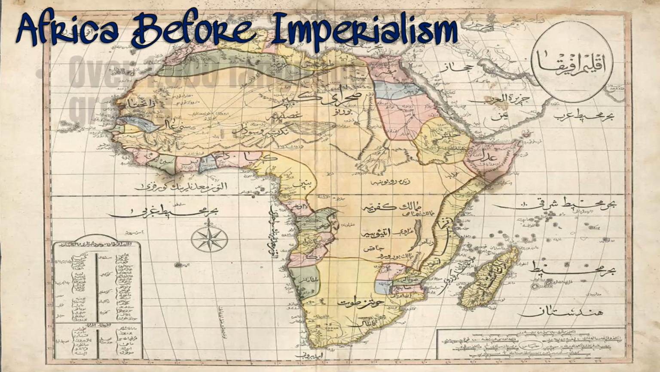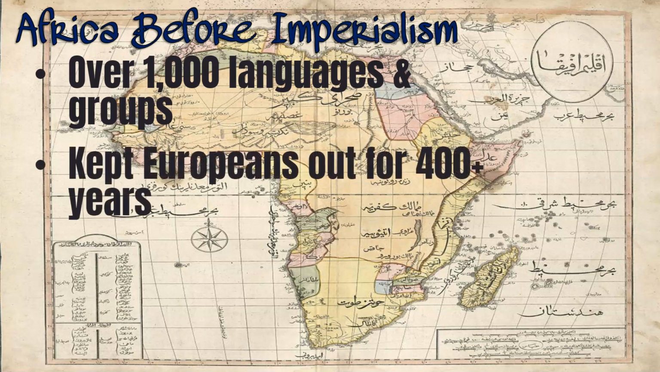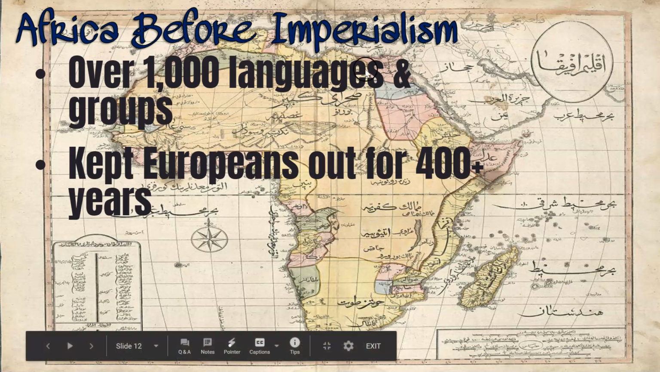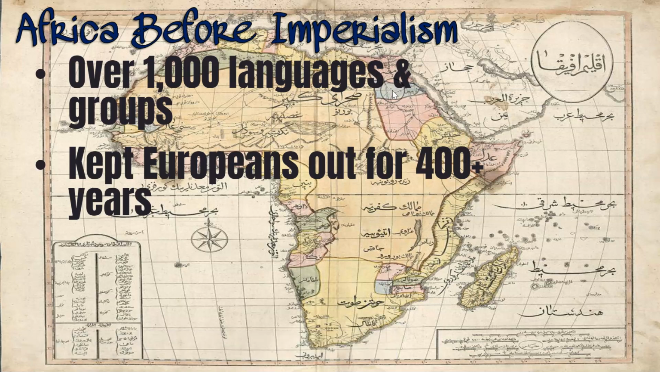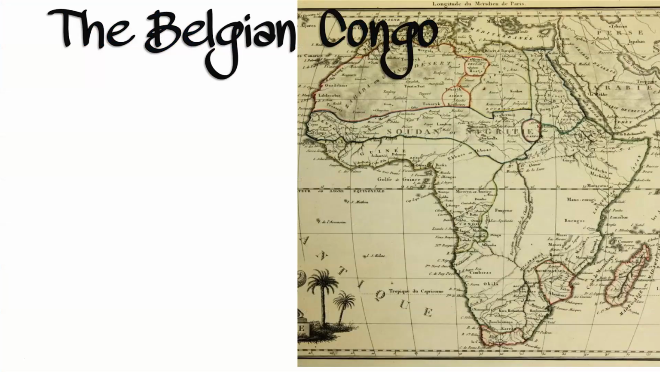So Africa before imperialism, we should understand that there were over 1,000 different languages and groups, and you guys kind of saw this from your map assignment. And really, there was no European presence in this continent, except towards a northeastern section where we know today to be Egypt, for roughly 400 years. And mostly only missionaries were exploring the interior portions of the continent.